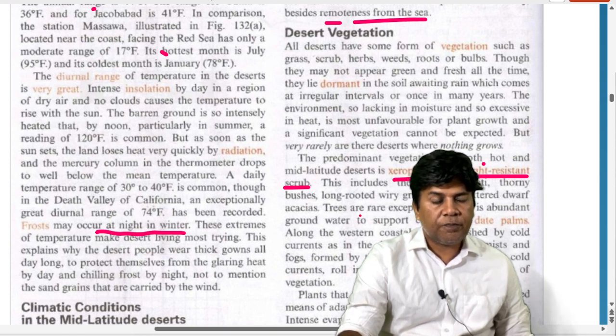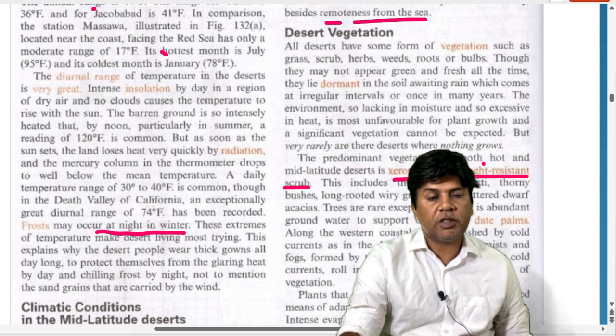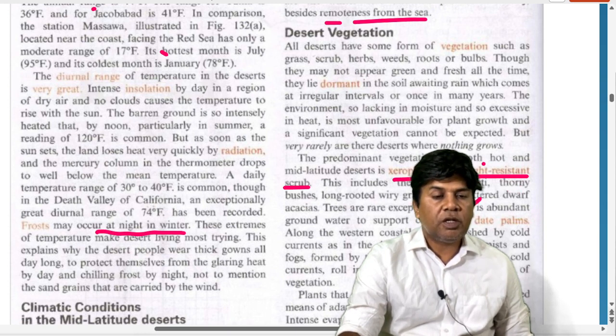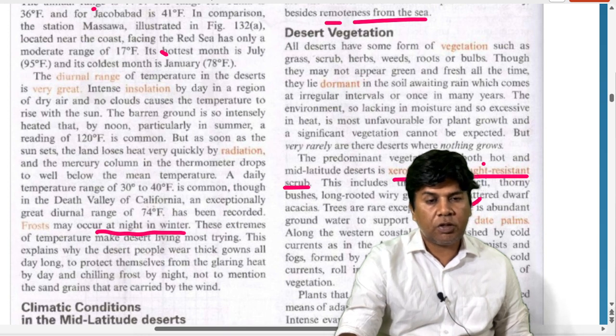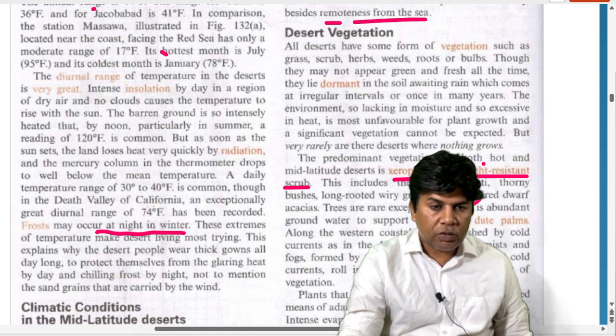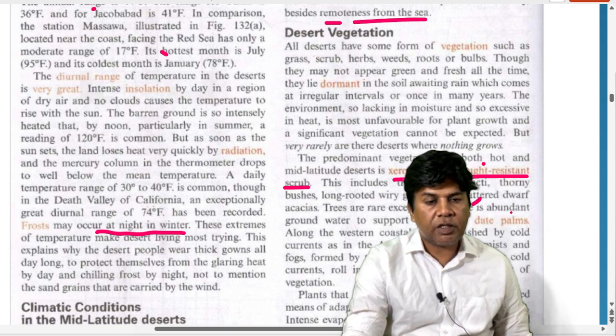Some are ephemerals, meaning they remain dormant during the dry season and spring up once the rainfall takes place. Or some are perennial, which can withstand the drought by adapting through the many different mechanisms that we have just talked about. So this includes cacti, thorny bush, long-rooted wiregrass, and scattered dwarf acacias. Trees are rare except where there is abundant groundwater to support clusters of date palm.